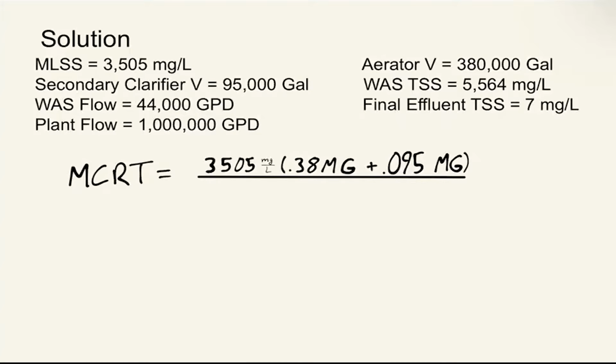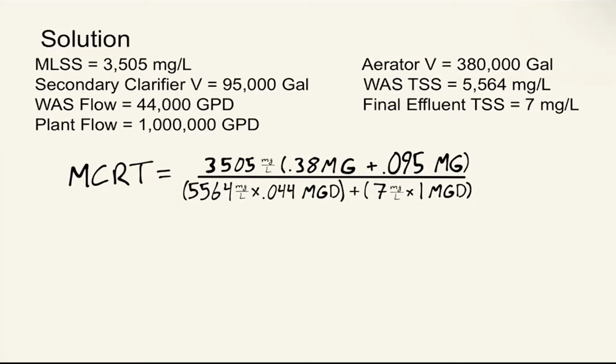Next, we're going to plug in our terms in the denominator. And the first one in parentheses is our WAS TSS, which is 5,564 milligrams per liter, which is multiplied by the WAS flow of 44,000 gallons per day or 0.044 mgd. And this is added to, in parentheses, the final effluent TSS of 7 milligrams per liter multiplied by the plant effluent flow of 1 million gallons per day or 1 mgd.